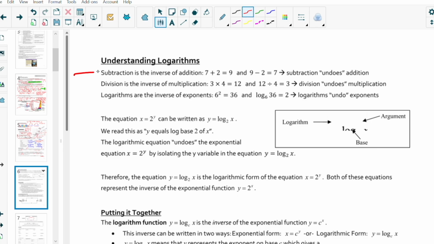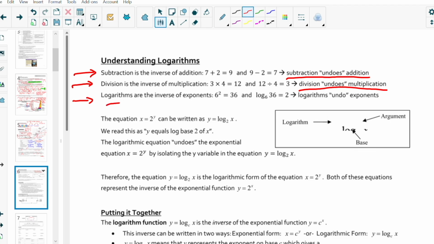So let's think of this like subtraction is the inverse of addition. 7 plus 2 equals 9, and 9 minus 2 equals 7. Subtraction undoes the addition. Division is the inverse of multiplication. 3 times 4 equals 12, and 12 divided by 4 is 3. Division undoes multiplication.